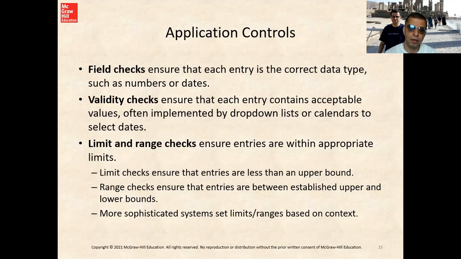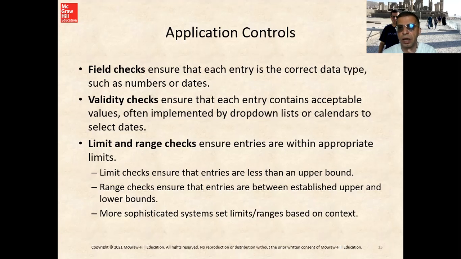And then the limit and range check ensures that entries are within the appropriate limits. For example, a limit check ensures that entries are less than an upper bound. So they should be less than an upper limit or within that range. A range check ensures that the entries are between the upper and the lower bound. And a more sophisticated system sets the limit and range based on the contents that you are ordering. So in a limit check, for example, it should be no less than $1,000 and should not be more than, above the $1,000 or less than $50, for example. The range is between $50 and $1,000.